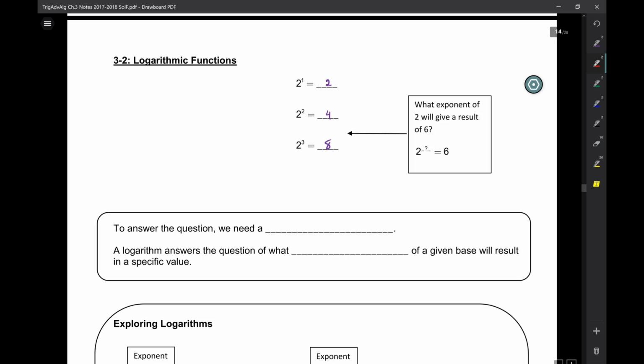So take a look at what happened. Nothing too fancy, but let's look at what happened. When I increased the exponent from 2 to 3, my values jumped from 4 to 8. That was a big jump. So I skipped all the numbers in between, 5, 6, 7, and so on. Now, what if I wanted to raise 2 to an exponent and get a value of 6? I skipped it completely.